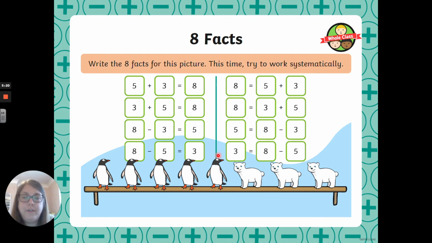So well done if you managed to get that right. And like I say, it doesn't matter if you've got them in a different order. As long as you've got all of those facts written down, then that's fine. You need to have 8 facts based on the 3 numbers.